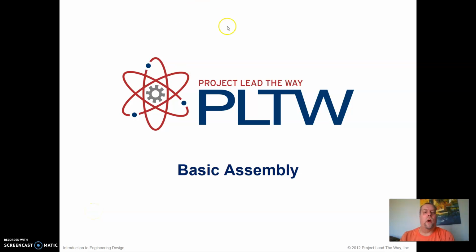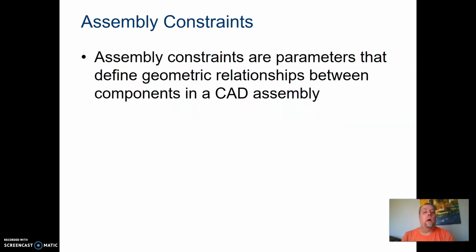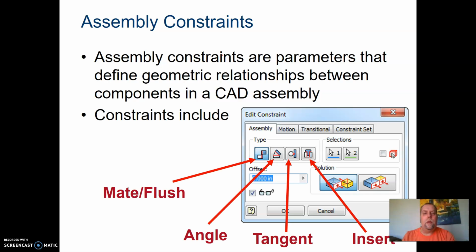Yeah, I know we've already talked about this to a point, but I need to go over it again to make sure you understand all the different things within constraining an assembly. Assembly constraints are parameters that define geometric relations between components in the CAD assembly. Like dimensions are a constraint. It says it can't get any bigger than that or any smaller than that.